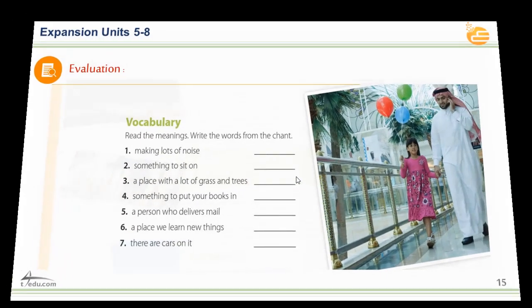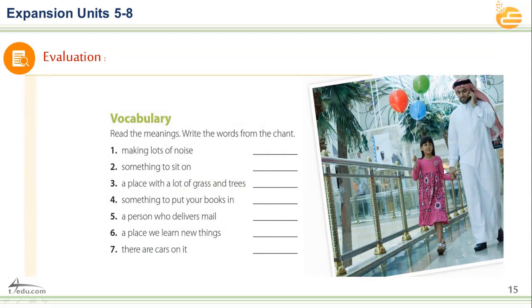Okay, let's move to the other slide to see this man and this girl, or this daughter. This man has a daughter with three balloons, red one, green and blue. They are walking, I think, in the mall or in the supermarket. I think it is in the mall.